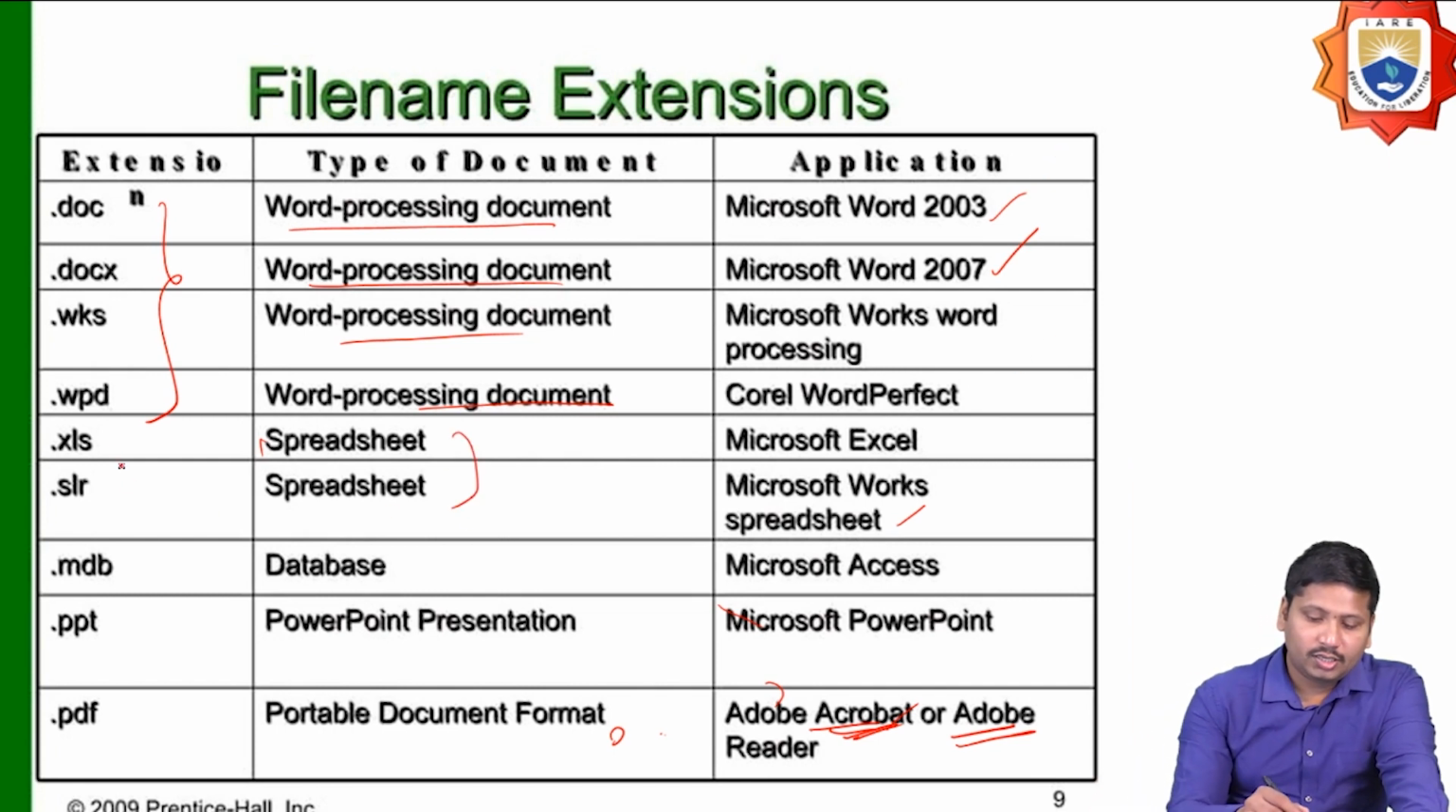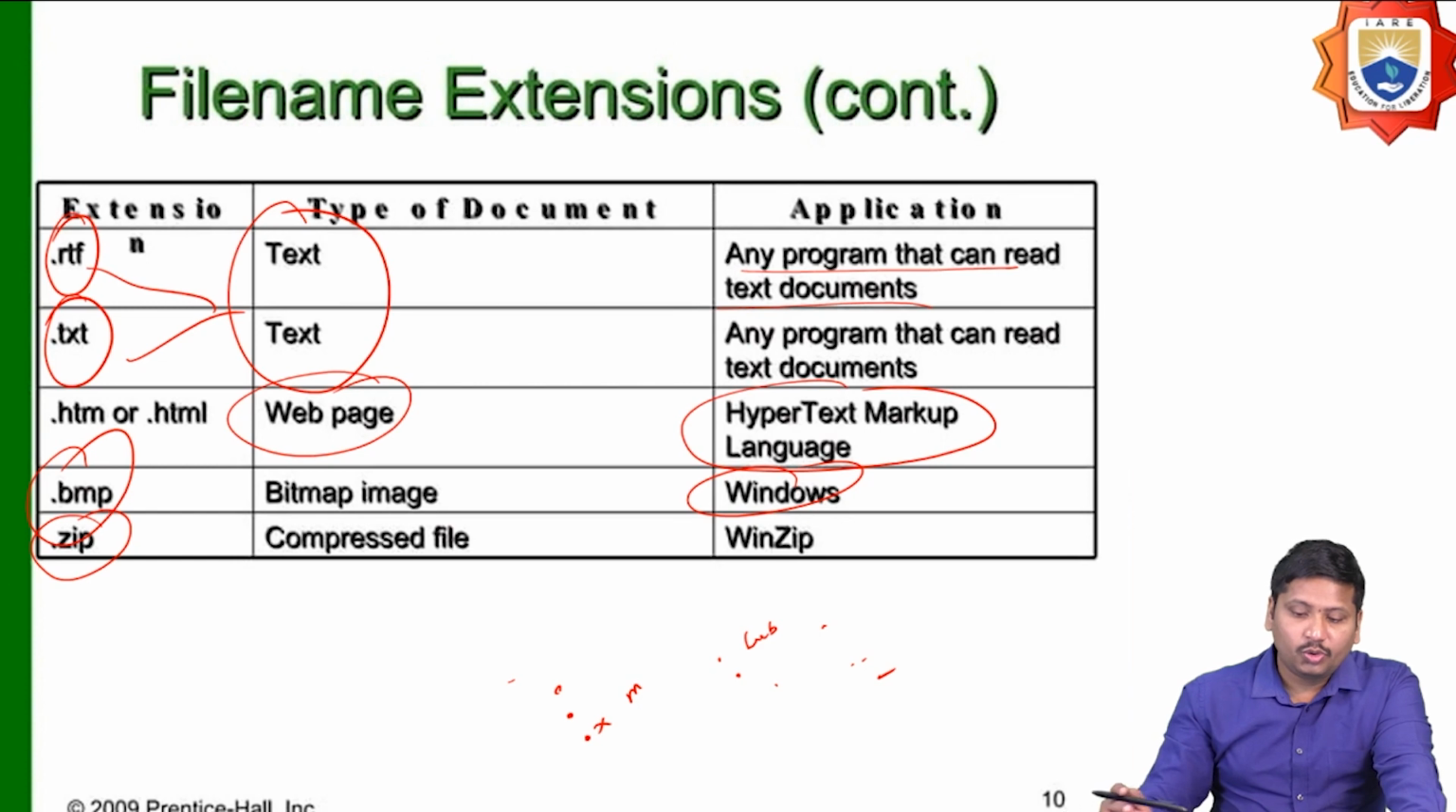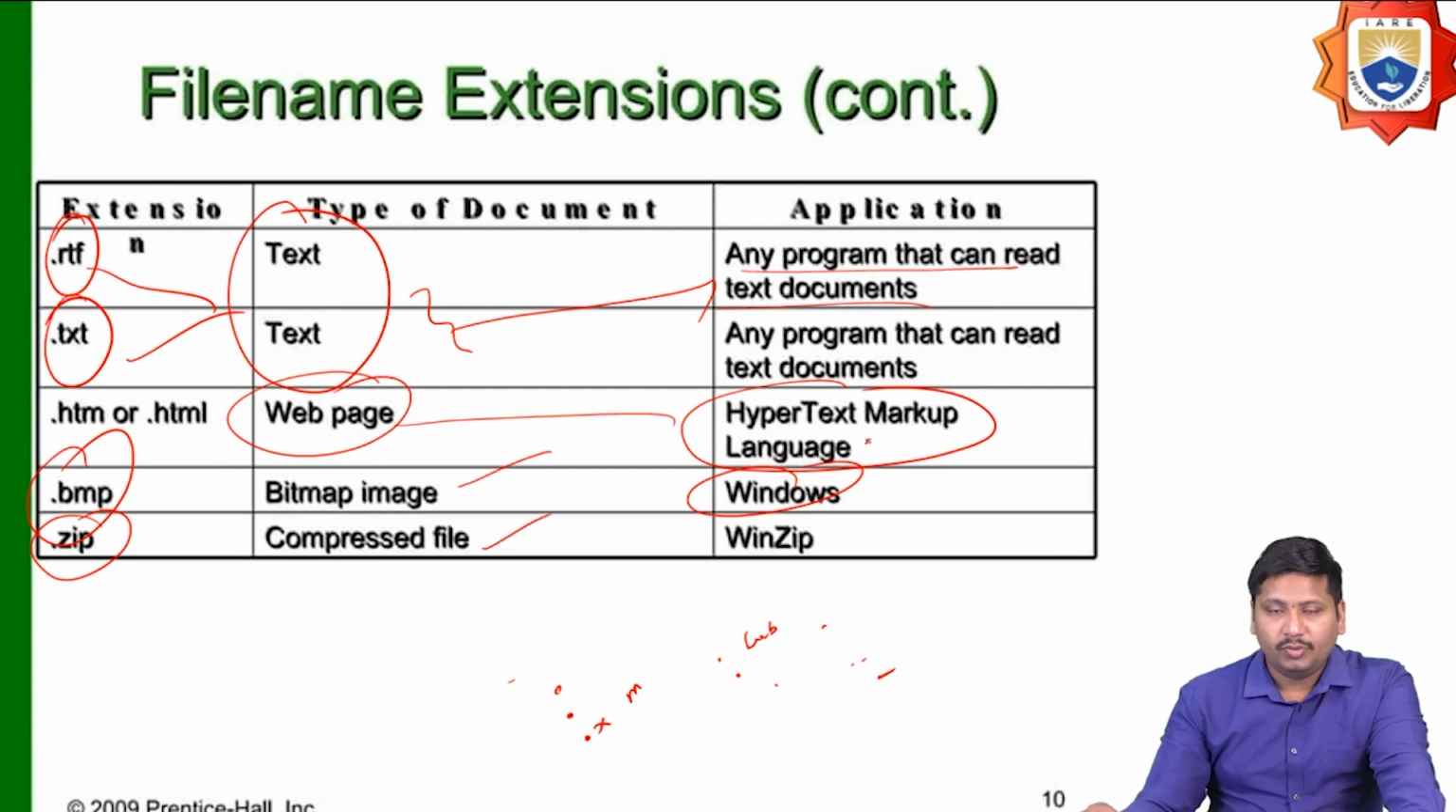If it is Excel, then we are going to have the option of .xls, or we can have .slr, and these are for spreadsheets and databases and PowerPoint presentations and portable document format. Along with this, we also have some extensions like RTF and .txt, which are for text file processing, and .html for creating web pages, image files, and then compressed files.